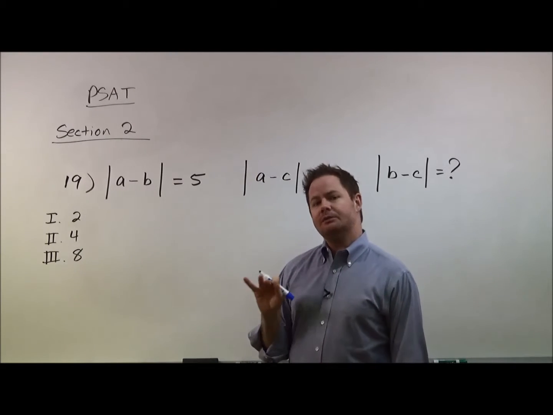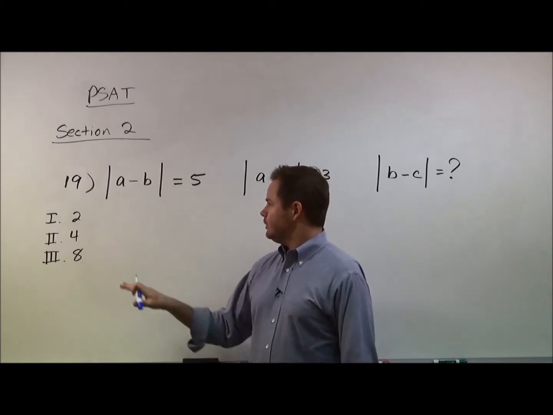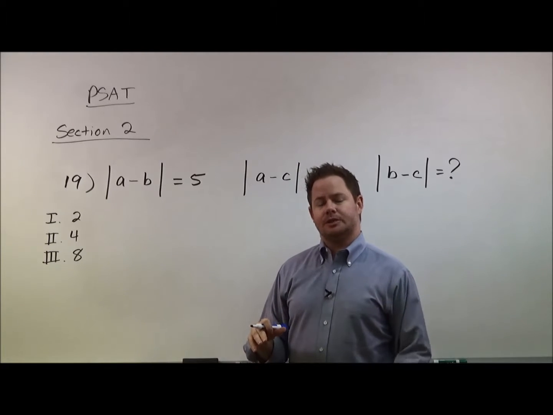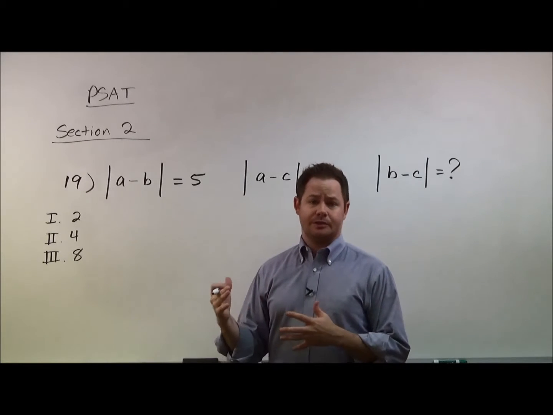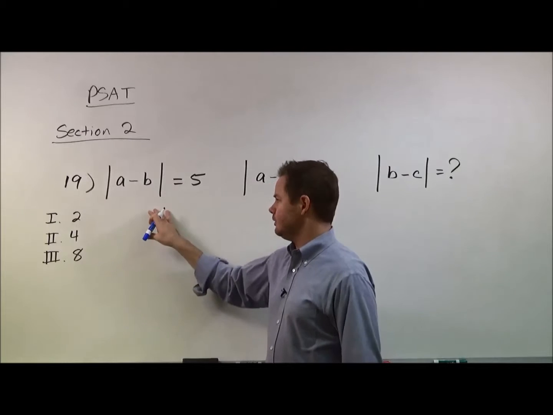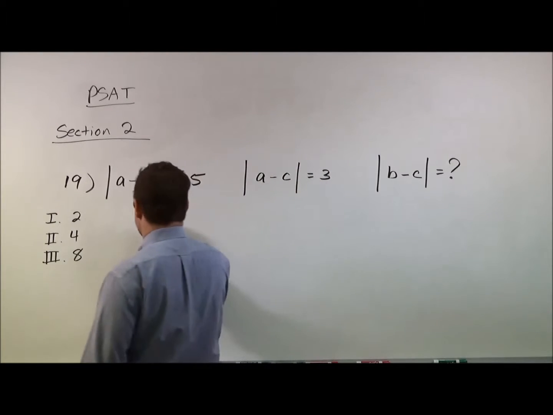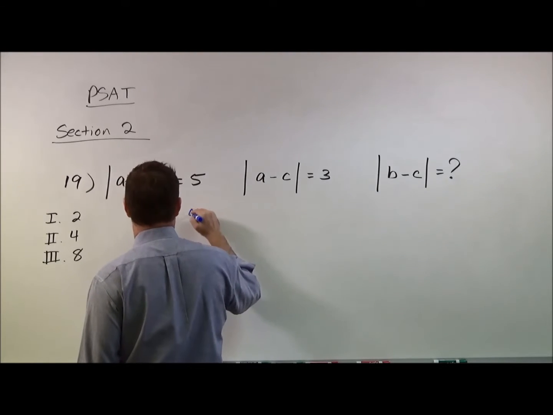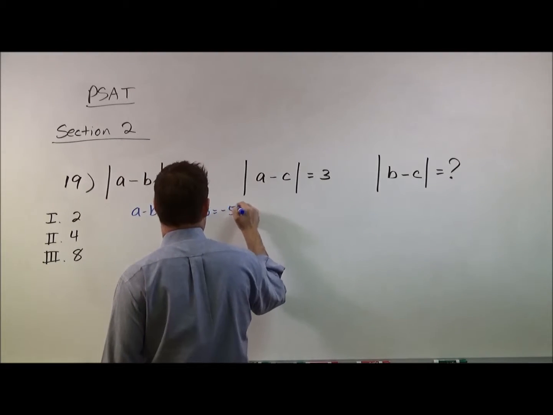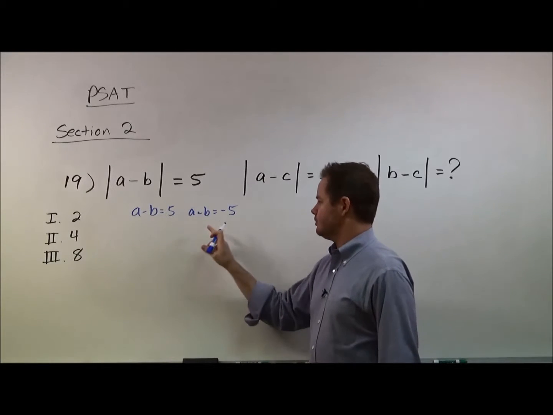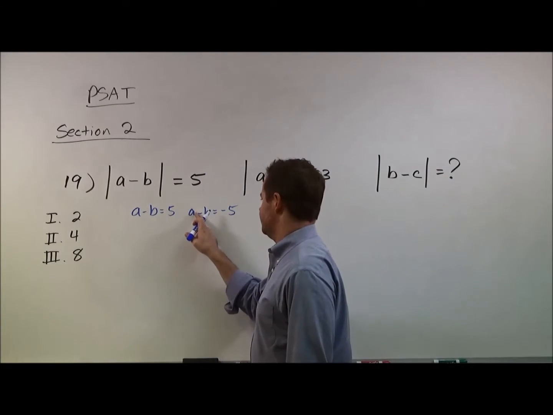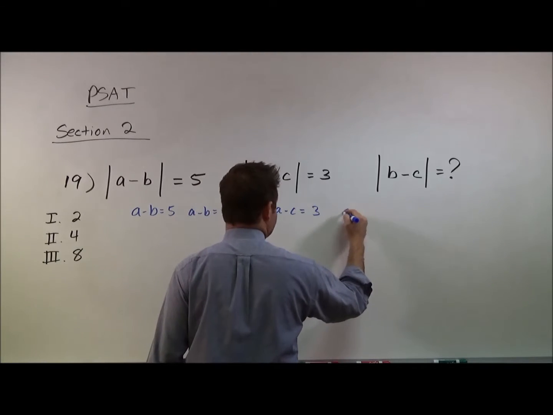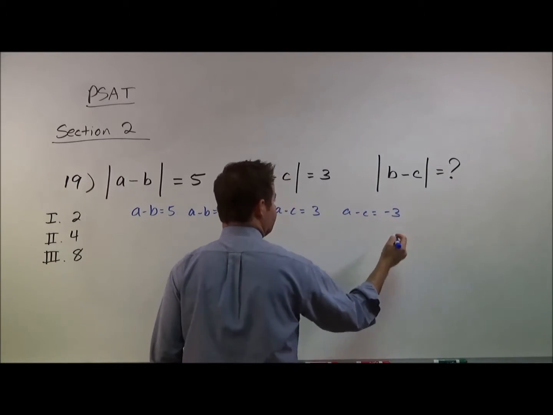So the key with absolute value questions is to understand that when you're looking at absolute value equations, you have the option of setting it equal to both the positive and negative result. So here, for this first equation, we have a minus b could be equal to 5, or a minus b could be equal to negative 5. And the same is going to be true for each of our absolute value equations. You could have a minus c equals 3, or you could have a minus c equals negative 3.